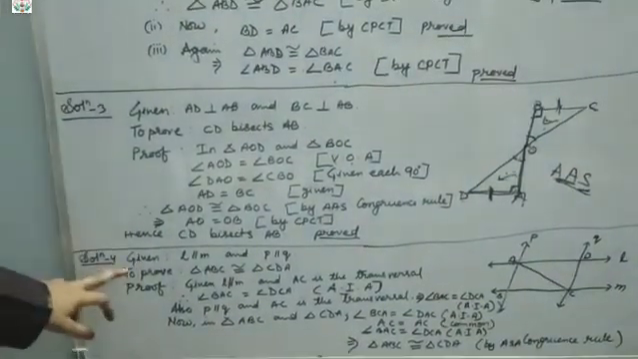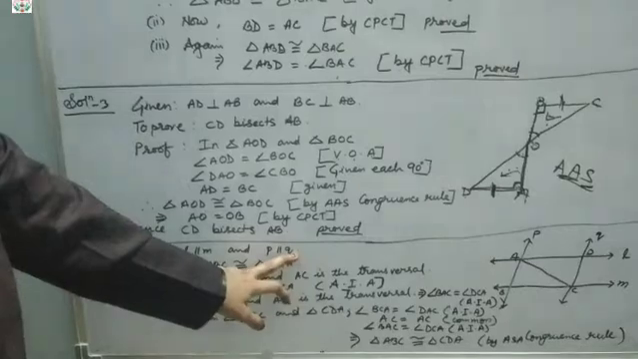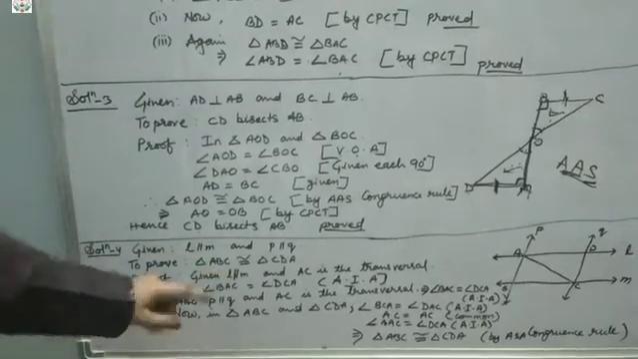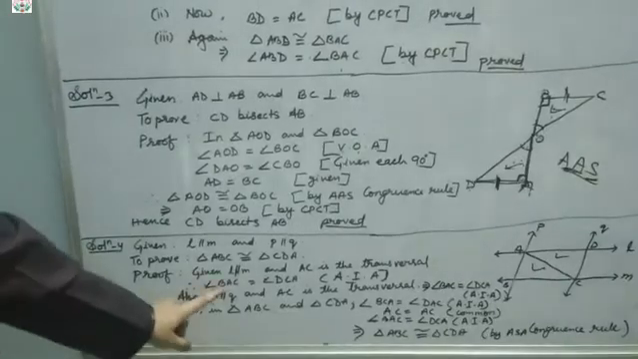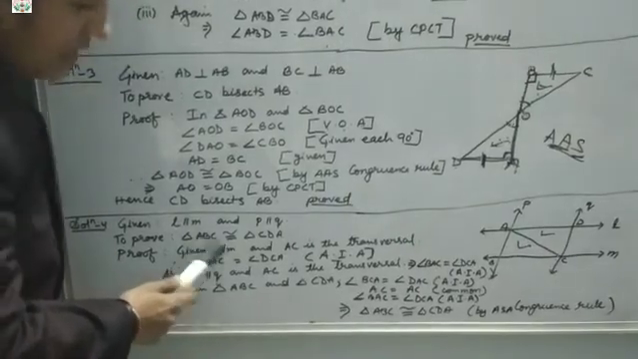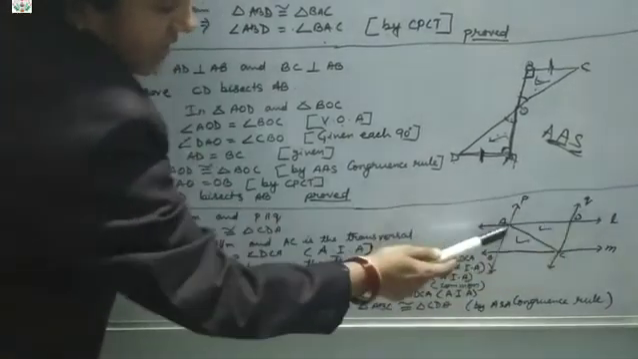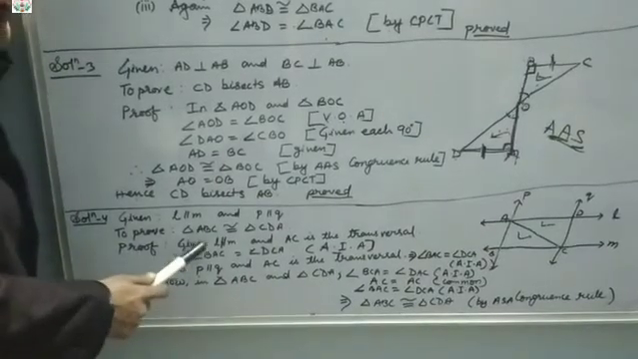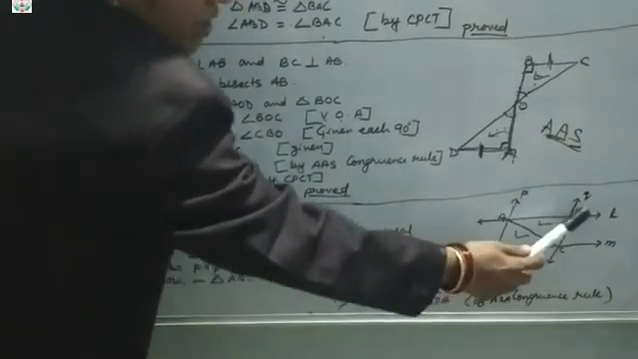Now, what is given? L is parallel to M, that is given, and P is parallel to Q, it is given. Then to prove: triangle ABC, this one, is congruent to triangle CDA, this one. These two are congruent, we have to show. Now, proof. Given L is parallel to M and P is parallel to Q.